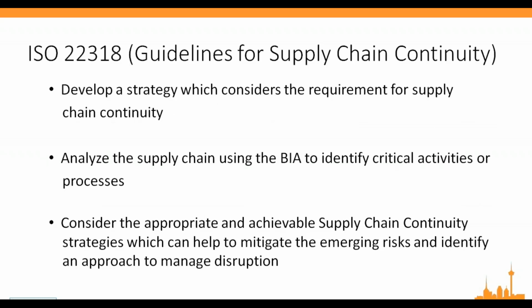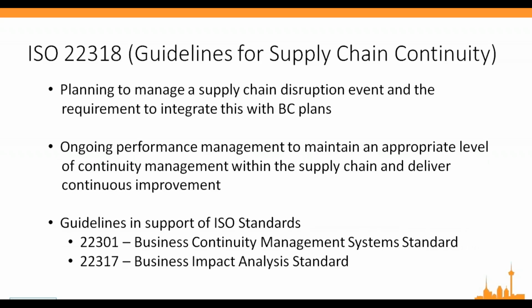I did also want to include some ISO standards. 22318. This is a guideline for supply chain continuity, and this approach is broken into 5 stages, which align to the 22301 business continuity management and 22317 business impact analysis. Now you'll see here to develop a strategy regarding supply chain continuity, analyze the supply chain using the business impact analysis, and identify an approach to manage disruption. Integrate what you learn with your business continuity plan, and you also want to make sure, as with anything else, that it is ongoing, that you're delivering continuous improvement.